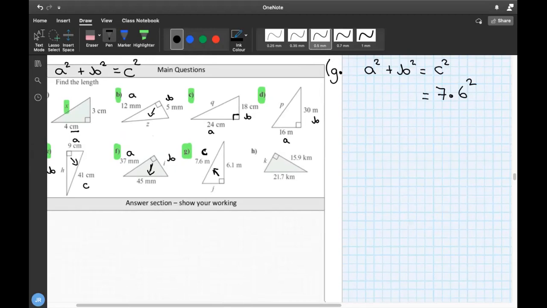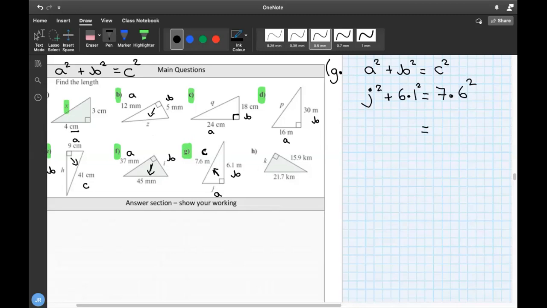Next, we can go for A and B. Does not matter which way around these are. A will be my J, so I'll write that in, J squared. And then B was 6.1, so you've got 6.1 squared.